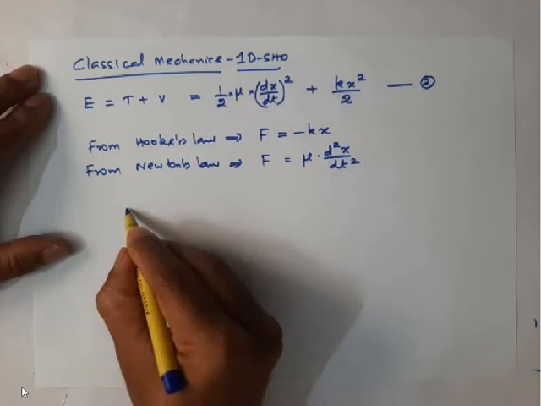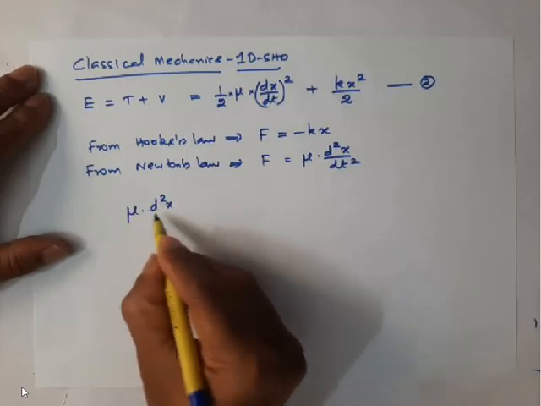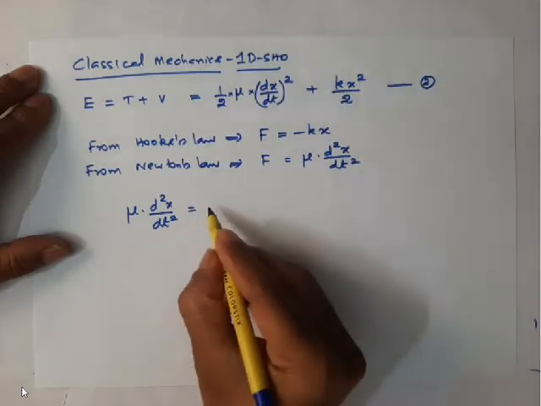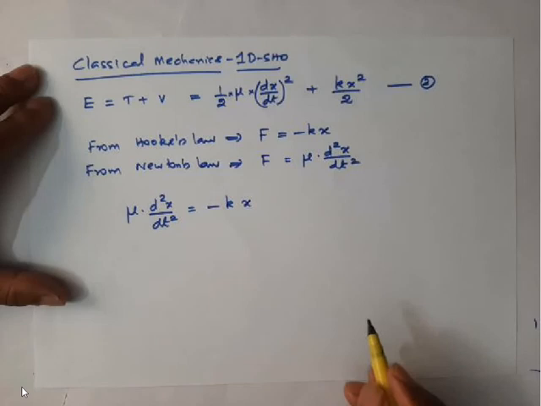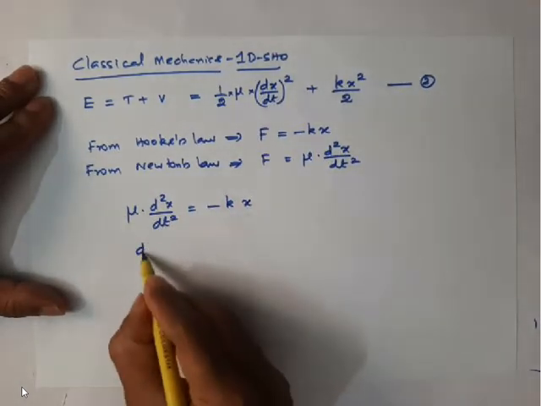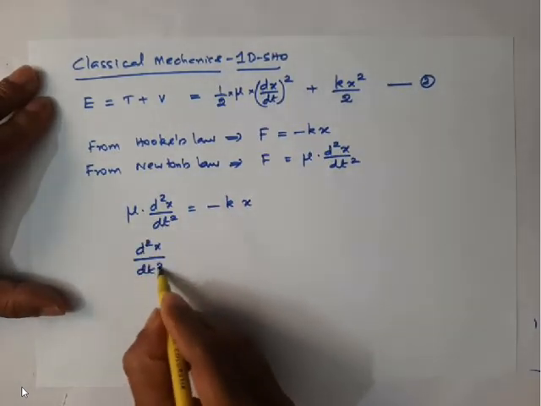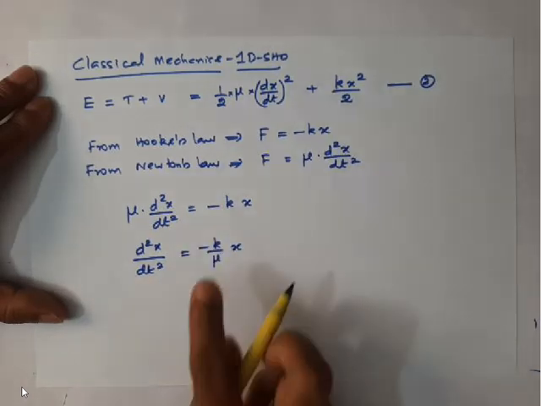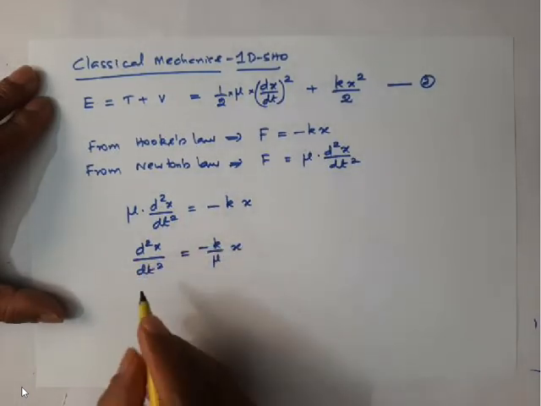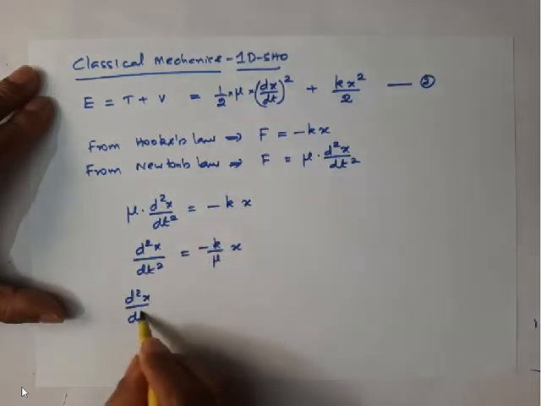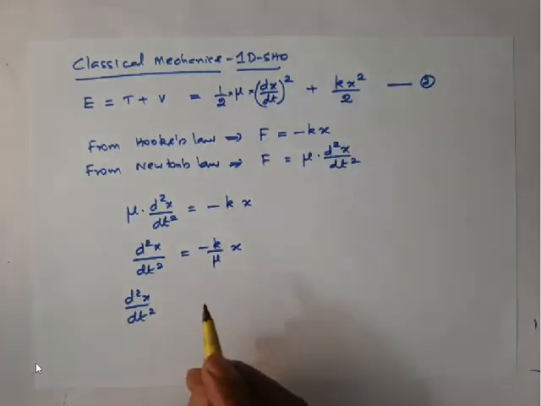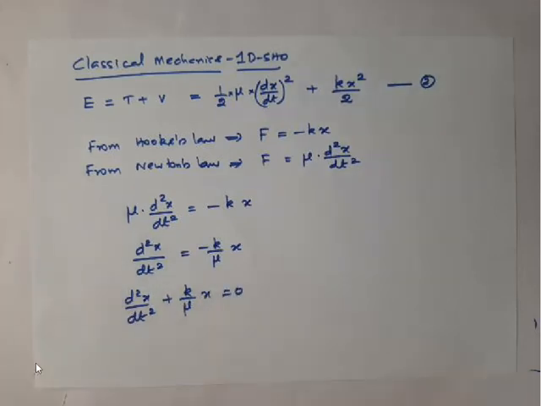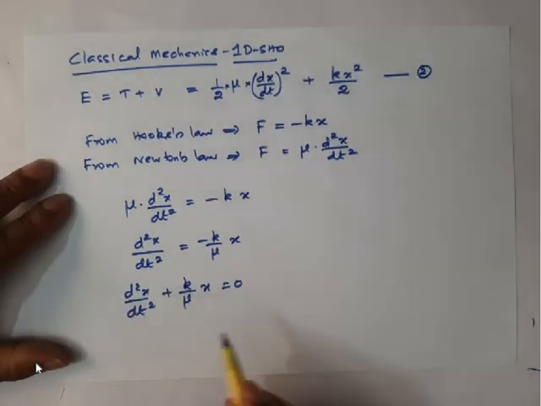Therefore mu into d square x by dt square equal to minus k into x. I'll bring this mu this side, so you can write d square x by dt square equal to minus k by mu into x. Bring this term to the left hand side, so you can write d square x by dt square plus k by mu into x equal to 0. So this is the equation we need to solve.